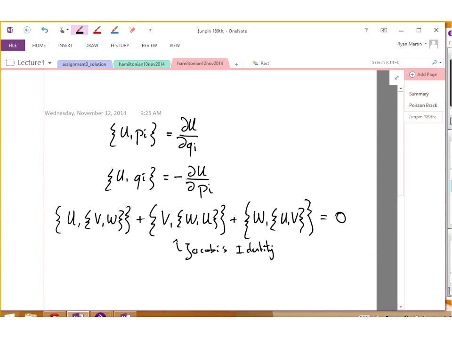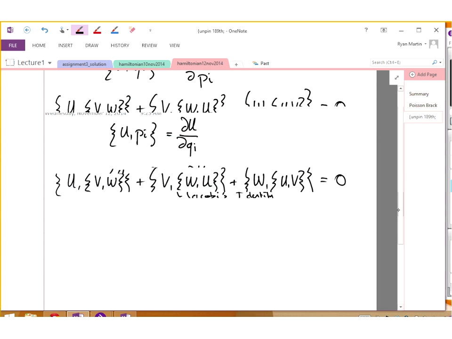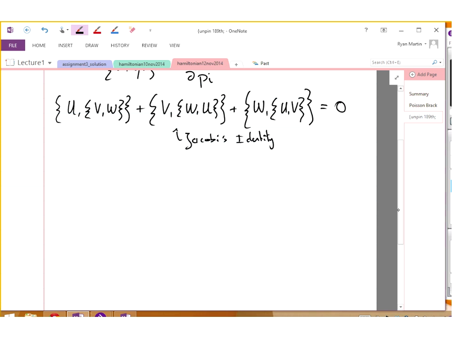I'll make you prove them all explicitly in the assignments. But just to convince you that it's not very difficult to prove, let's prove this one here. The Poisson bracket of A plus B with V is equal to the Poisson bracket of A with V plus the Poisson bracket of B with V.